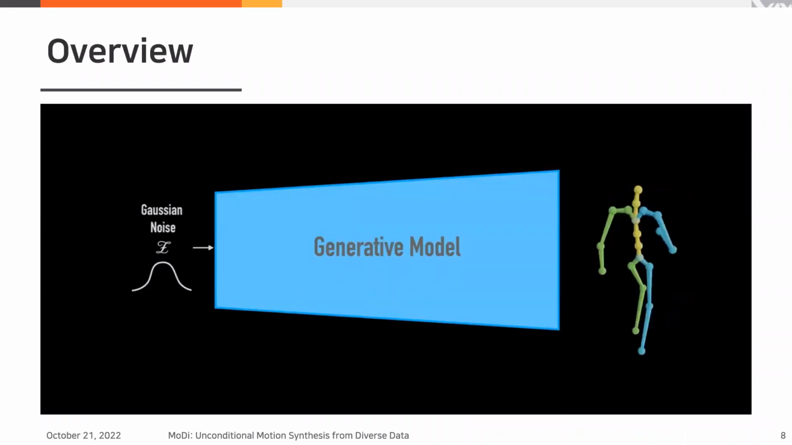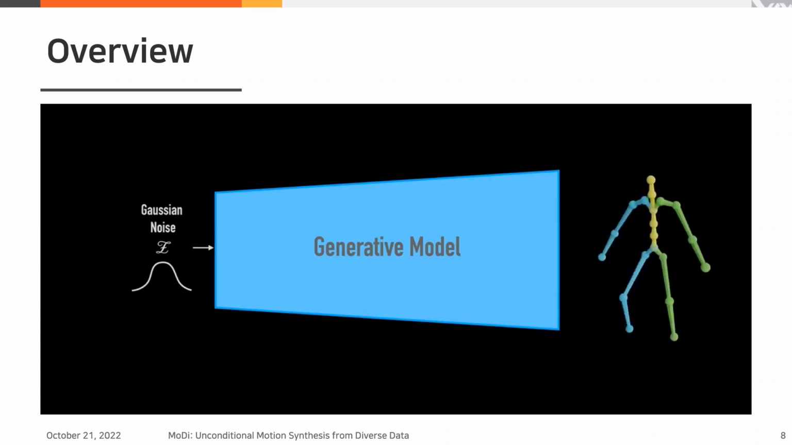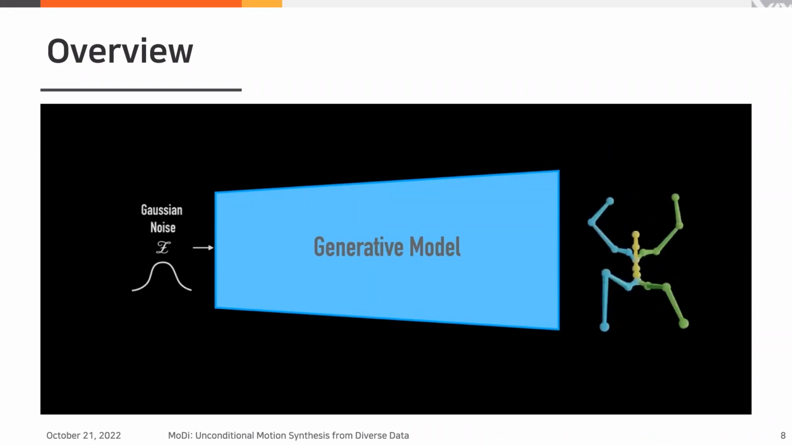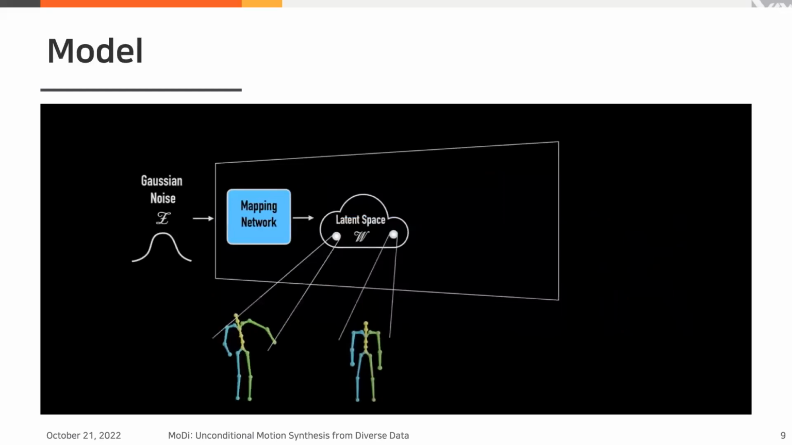As I mentioned, same as StyleGAN, the network receives a noise vector drawn from a Gaussian distribution and outputs a natural and temporally coherent human motion sequence. This generative model consists of two networks. First one is the mapping network, which learns to map the Gaussian distribution into a latent distribution that corresponds to the distribution of the training data.